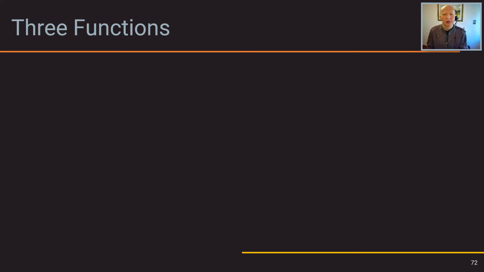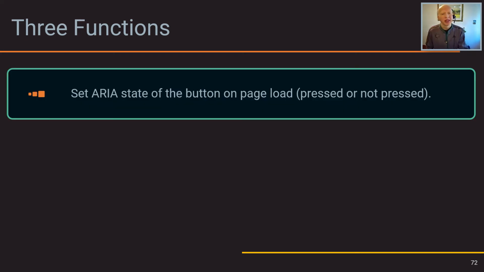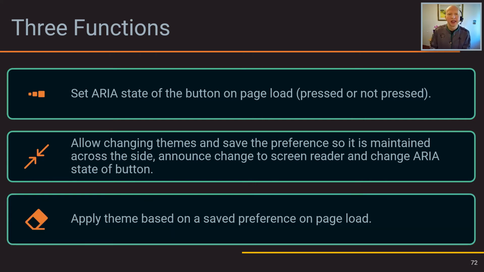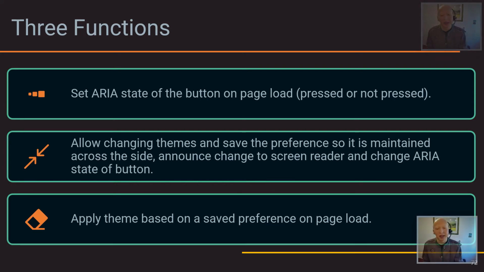So I needed to do 3 things. First, set whether the button was actually pressed or not, depending on whether it was in light or dark mode. Then when changing themes, the preference had to be saved, the change announced to the screen reader, and the value of the pressed attribute changed. If a preference had been saved, then we need to load the desired theme when the page is loaded, instead of that preferred at operating system level. I broke it down into these 3 parts because it helped me to make a solution piece by piece.